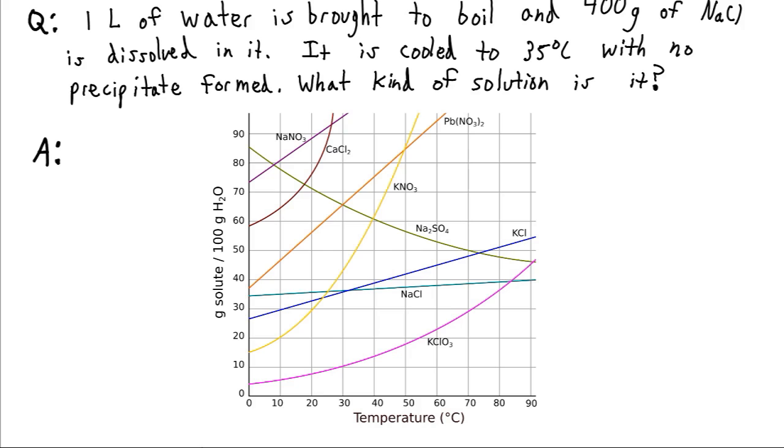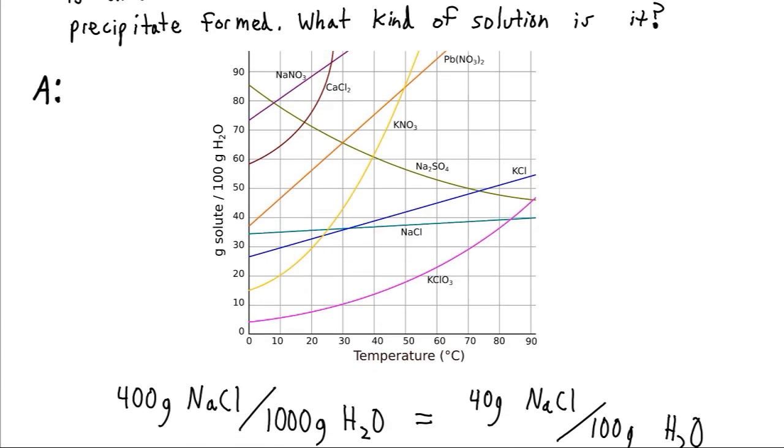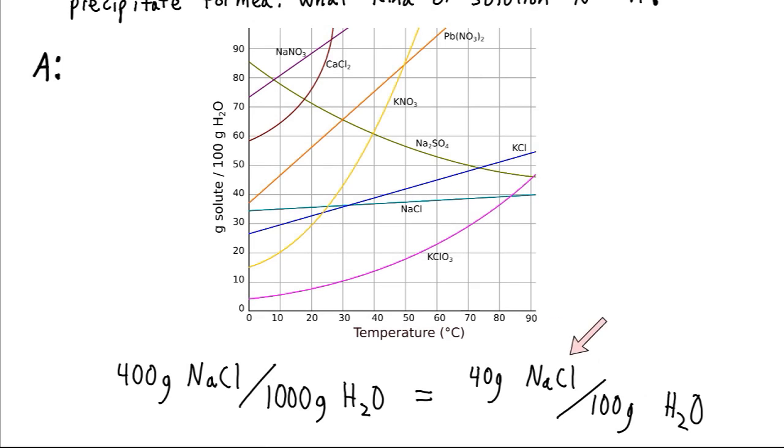Now we need to figure out, are we above that, are we below that, or are we exactly at 34 grams for every 100 grams of water? Okay, well we have 400 grams of sodium chloride, and a liter of water weighs a kilogram. So we have 1,000 grams of water. And if we make that into amount of salt per 100 grams of water, that will be 40 grams of sodium chloride for every 100 grams of water.